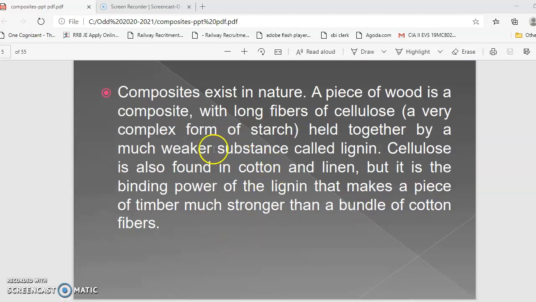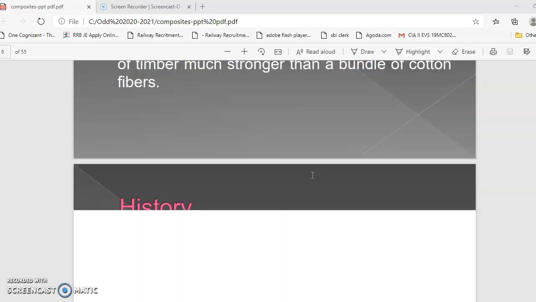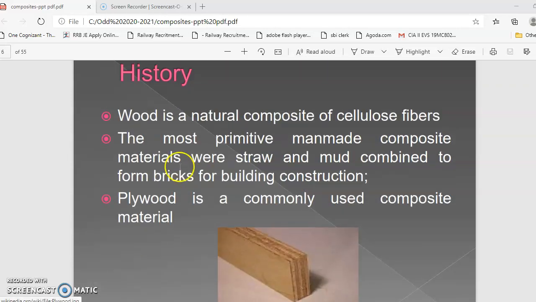In nature, we could see a piece of wood as a composite with long fibers of cellulose held together by much weaker substances called lignin. So this is the best example of a naturally existing composite. In history, wood is a natural composite of cellulose fibers. The most primitive man-made composite materials were straw and mud combined to form bricks for building construction.